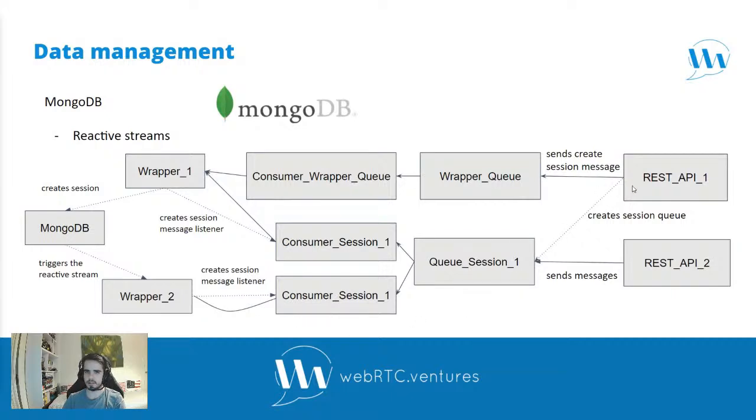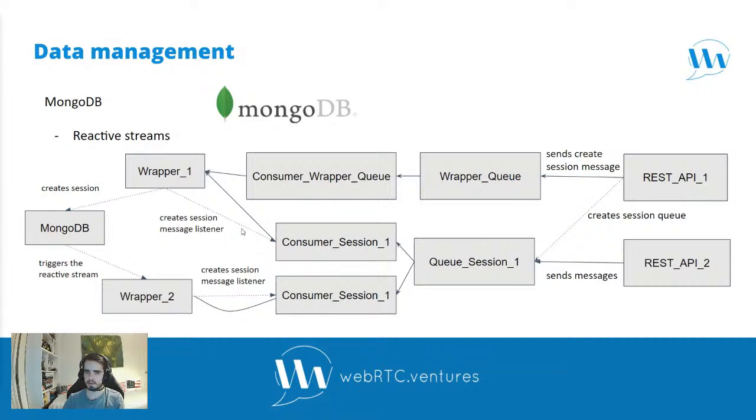When we create a session, a message is sent to the REST API from the client, and it will create a session queue, which would be the queue session 1, and it will send a create session message to the wrapper queue. But this message will only be consumed by a single wrapper, which in this case would be wrapper 1. And wrapper 1 would create a session message listener for future requests on the queue session. And it will also create the session, inserting a new session in the database.